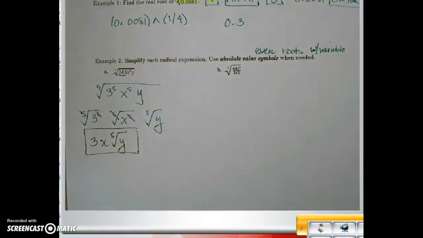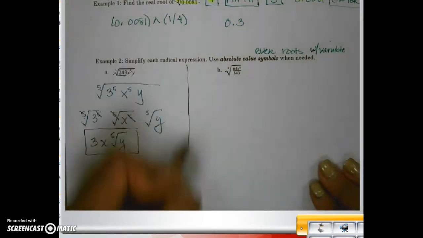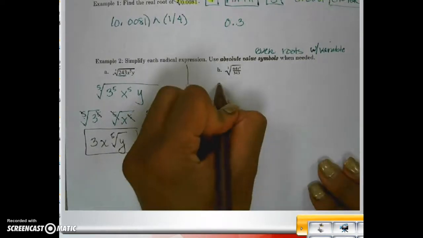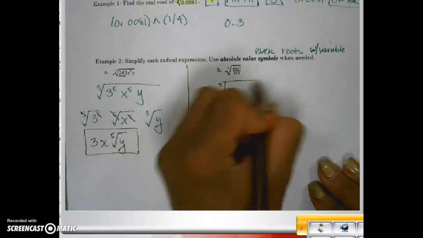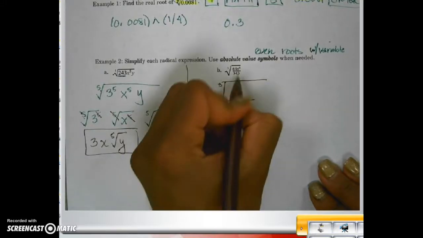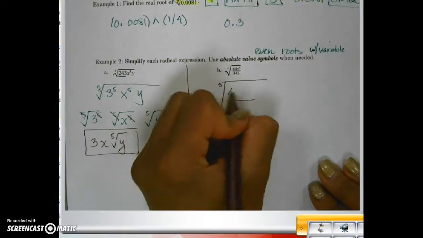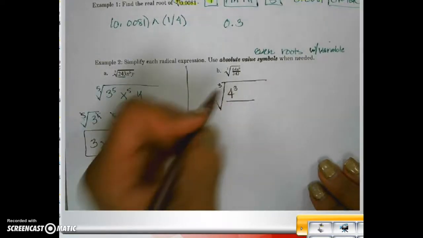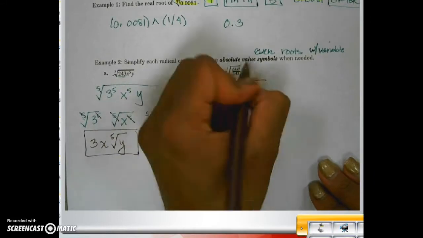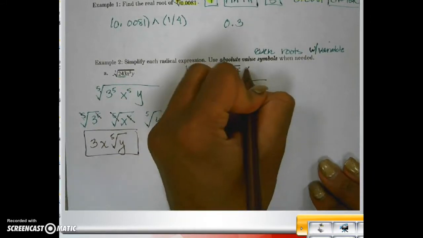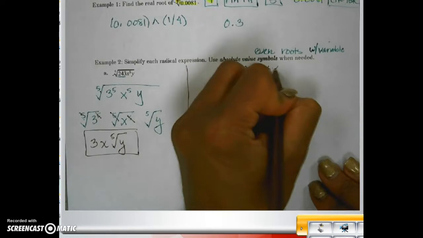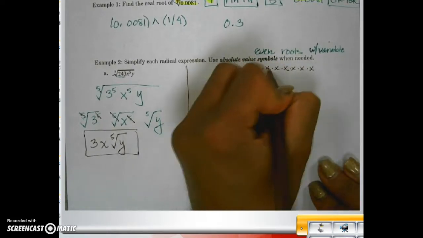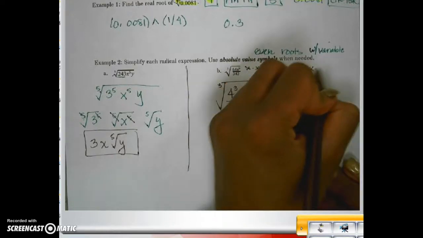Okay, the next part is the cubes. We've got some cubes here. So I like to, if possible, write these as cubes. So 64 is 4 cubed, because 4 times 4 is 16, 16 times 4 is 64. X to the 9th is x times x times x times x times x times x times x times x times x. 1, 2, 3, 4, 5, 6, 7, 8, 9.